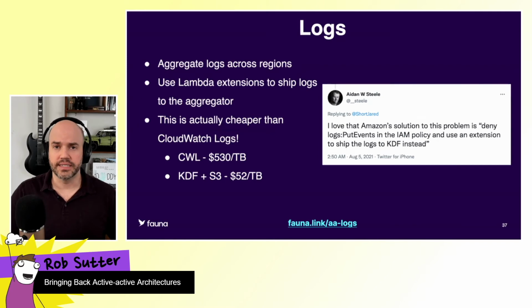Got a screenshot from Aidan Steele here. The link to that thread is here on the slide, fauna.link/AA-logs. Go check that out if you're interested in a few more details on how to handle this with AWS OpenTelemetry distribution.